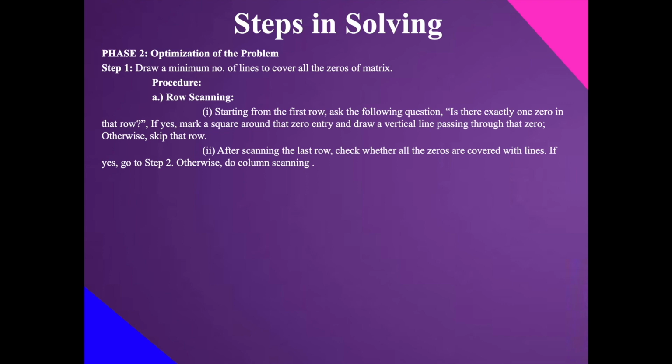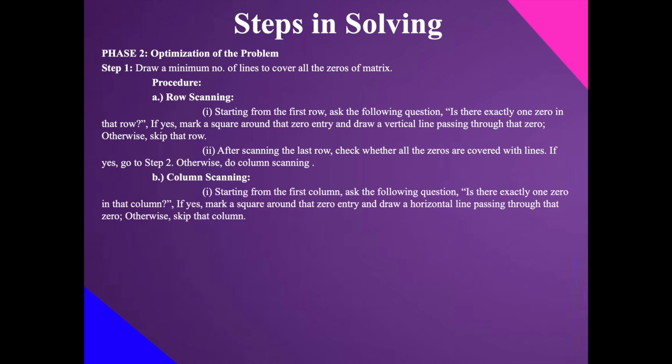For the column scanning, this is almost the same with the row scanning. For the column scanning, starting from the first column, ask the following question: is there exactly one zero in that column?